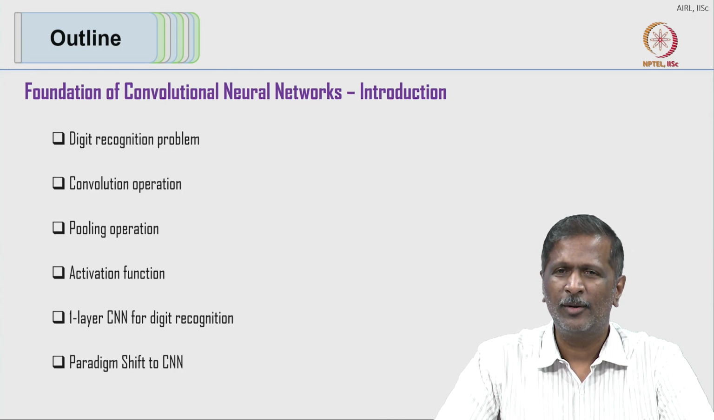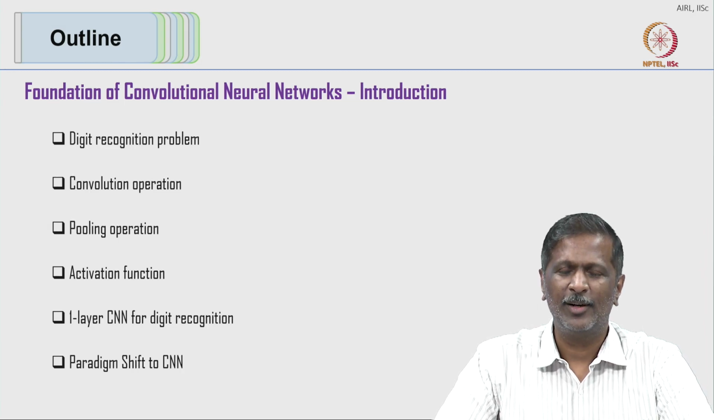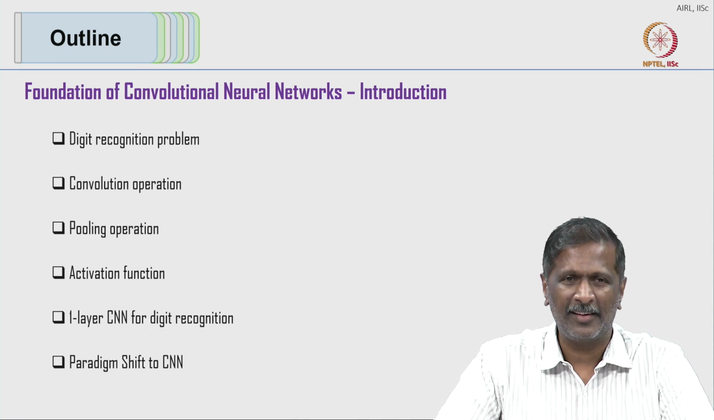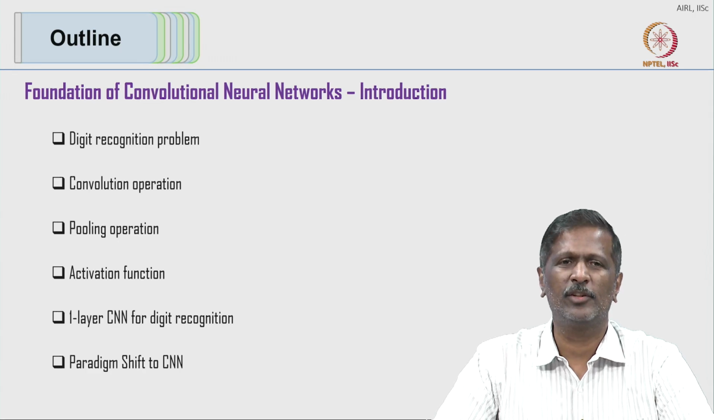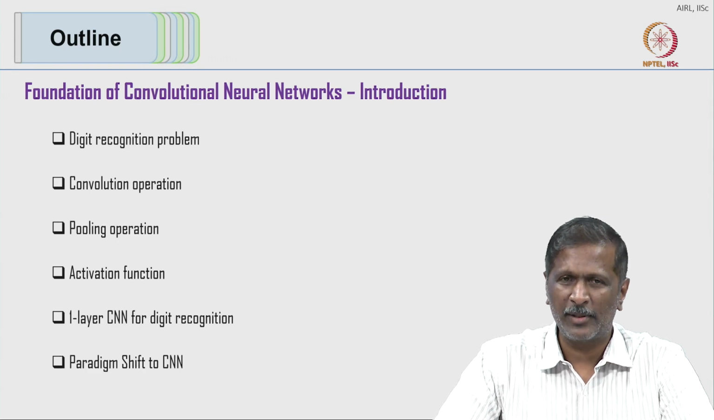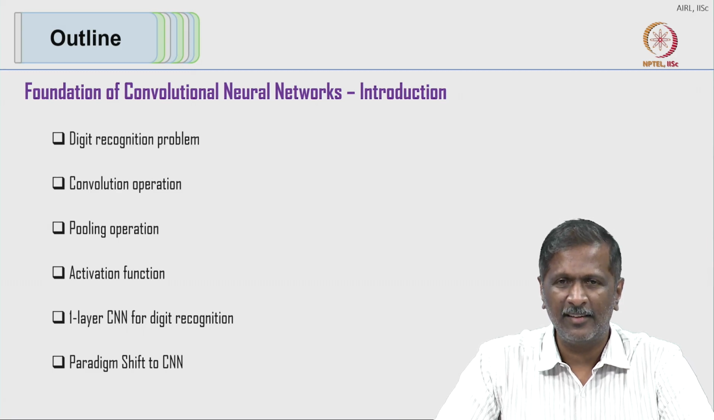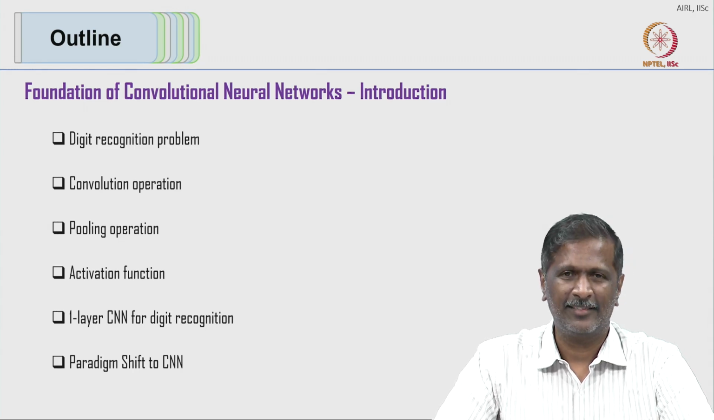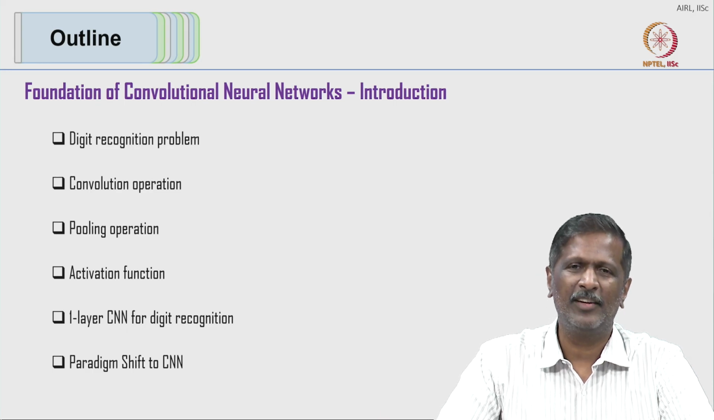Then we talk about the basic operation, the convolution operation, how it works, and how it helps to extract local features. Then we talk about another important operation called pooling, right? Then we'll introduce activation functions specific to convolution neural networks. Then we present a simple one-layer CNN for digit recognition problems. Then we introduce a paradigm shift in CNN, right? How convolution neural networks introduce a shift in paradigm when we are trying to process images.